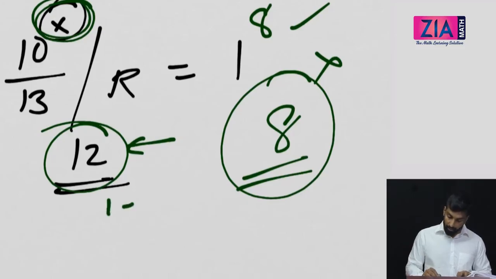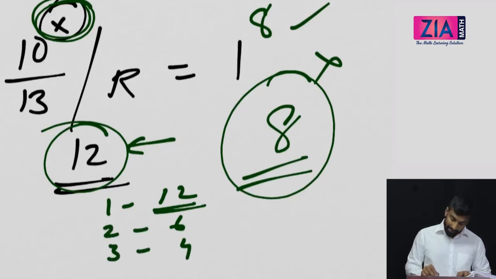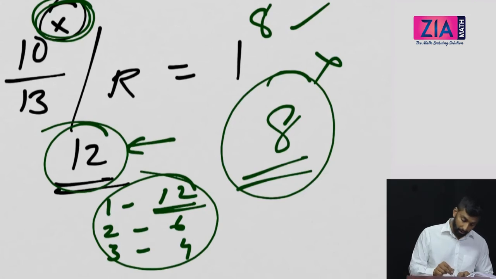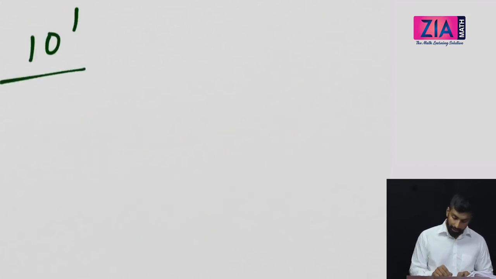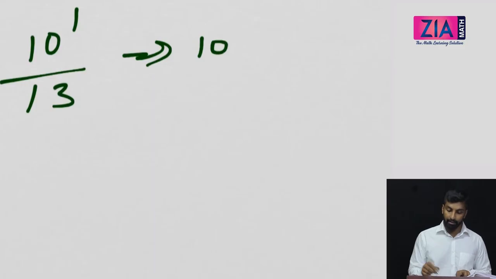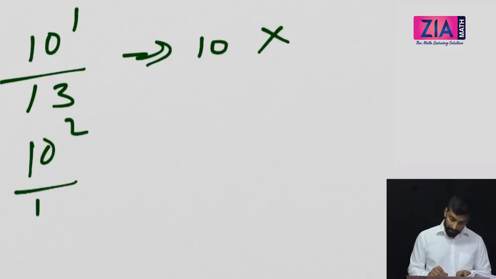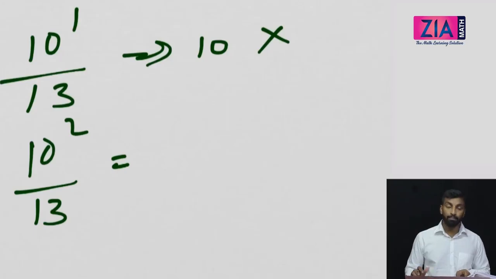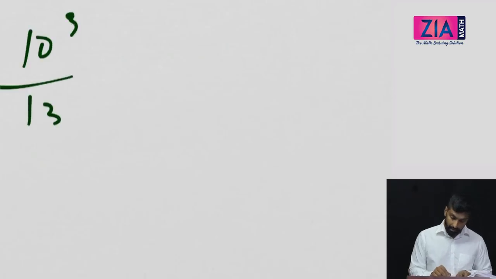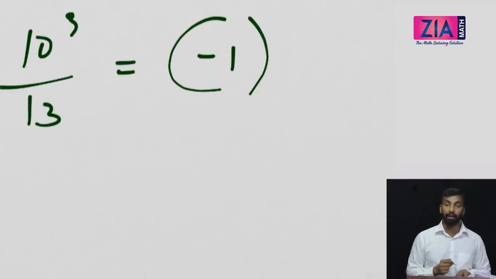What are they? 1, 12, okay, 12 anyway we know. Then 2, 6, then 3, 4. So we basically need to check for these also, right? So if you see 10 raised to 1 by 13, you get the remainder 10. So this is not 1, no problem. What about 10 square by 13? You get remainder 9. Then this is also not a problem. Now if you check 10 cube by 13, you get minus 1 as a remainder, right? So if 10 cube, now it's over, right?